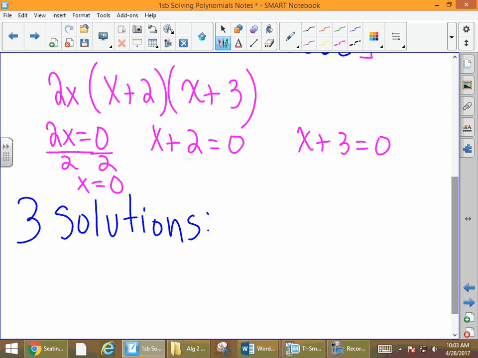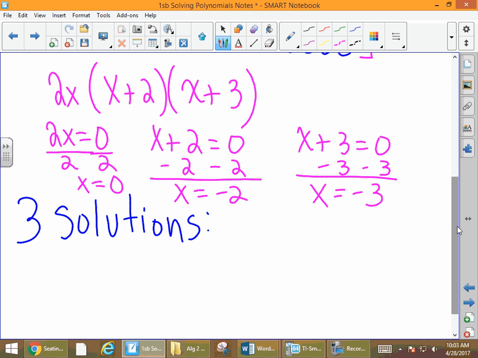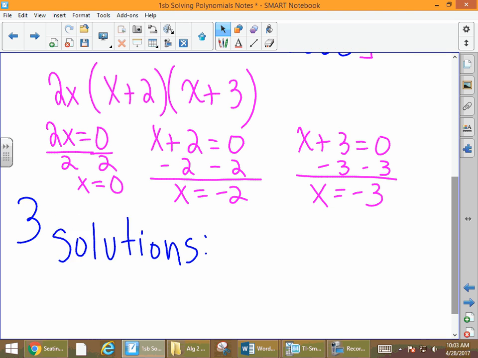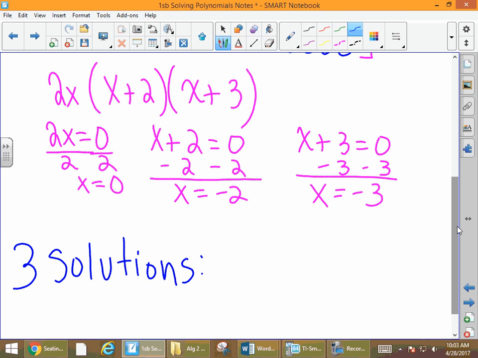I hope that you can tell me that x equals 0 and x equals -2 and x equals -3 without doing those steps. But again, I'm not going to overlook the work to get there if you don't know where it came from. We're subtracting 2 from both sides, and we get x equals -2. And we're subtracting 3 from both sides, we get x equals -3. Again, 3 solutions is what we are looking for. And those solutions are x equals 0, x equals -2, and x equals -3.